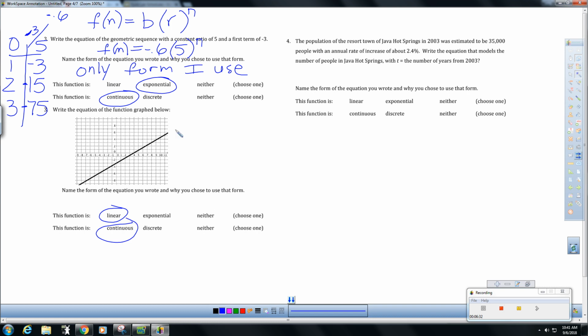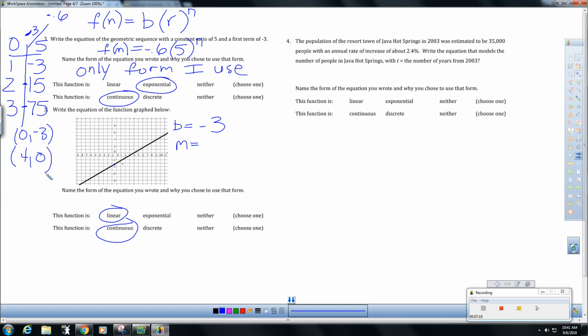B equals negative 3. To find our slope, well, it's kind of hard to find on there, so let's identify 2 points. One of our points would be 0, negative 3. Give me another point on the line. I think, how about 4, comma 0? Can we use that one?